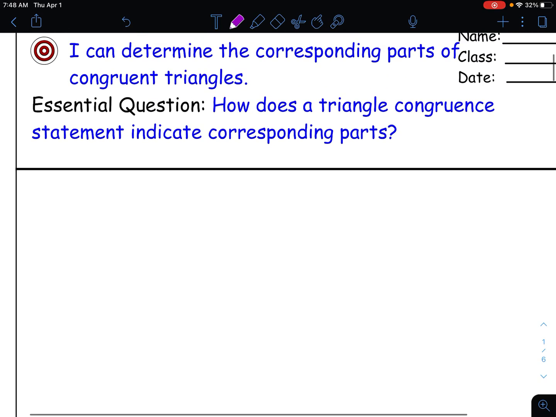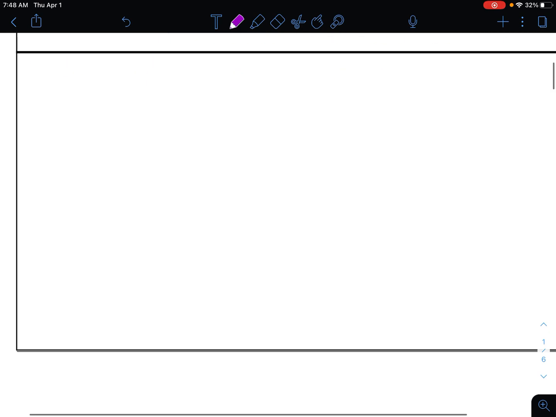So good news, right? Our goal today is to determine corresponding parts of congruent triangles, lining things up to say, hey, if those two triangles are congruent, then these two parts are going to be congruent. And that's going to help us build up our detective skills on picking out the information that's given to us right away.